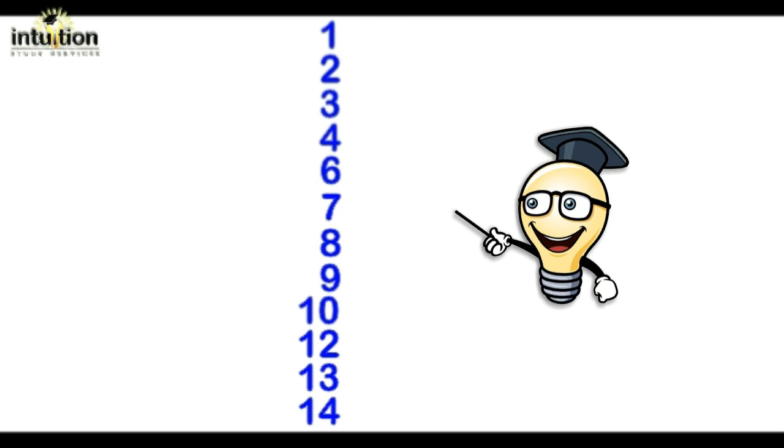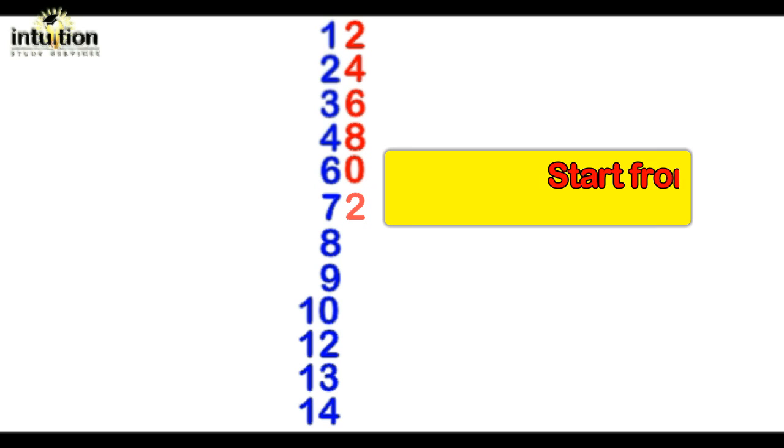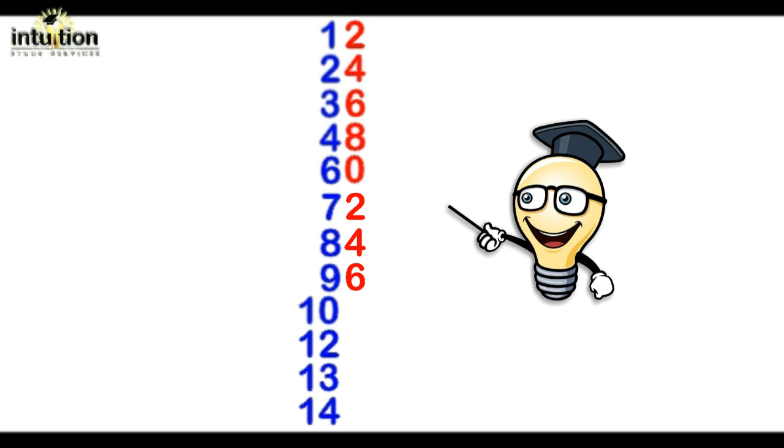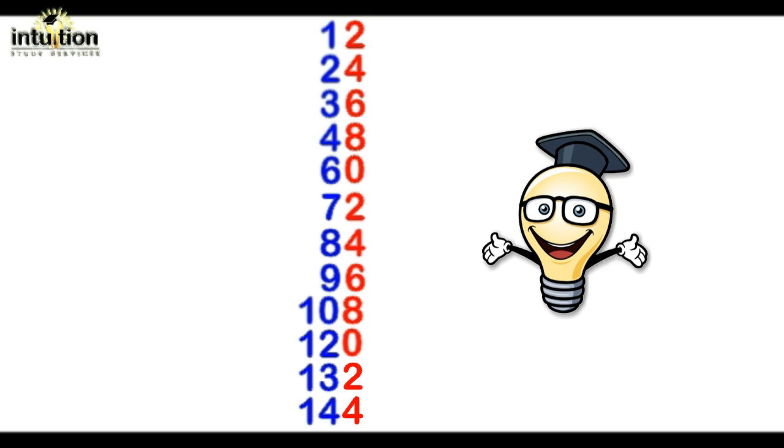Then what we want to do is go right back to the top again, but this time we want to write the 2 times table. And when we get to 0, we start back from 2 again. So we write 2, 4, 6, 8, 0, 2, 4, 6, 8, 0, 2, and 4. And there we have it. We've got the 12 times table.